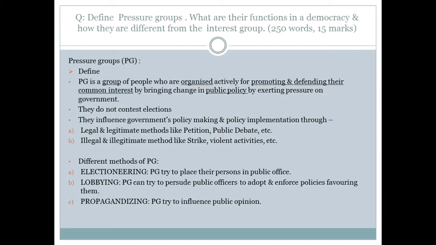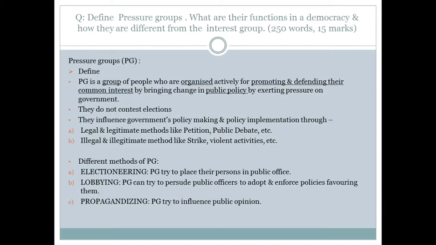Now, how are these pressure groups different from political parties? Political parties also do all this work, but they also contest in the election. Pressure groups do this work, but they do not contest in the election.